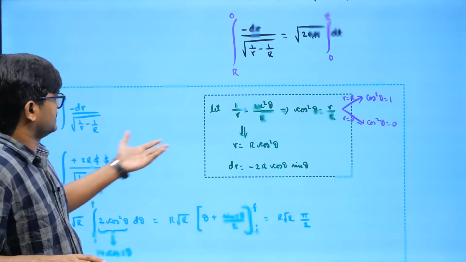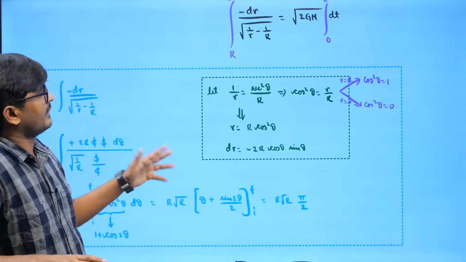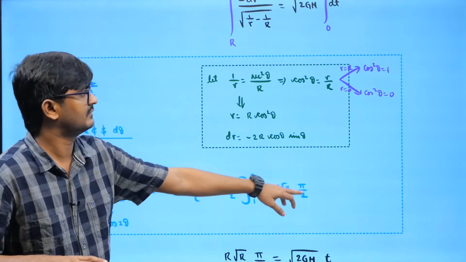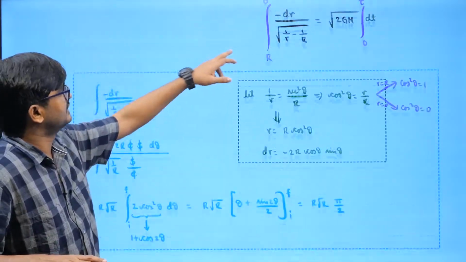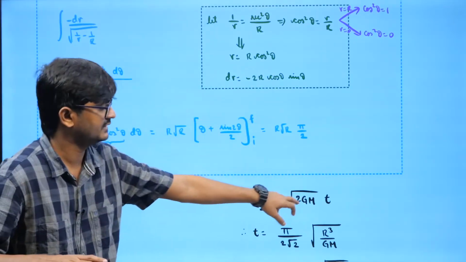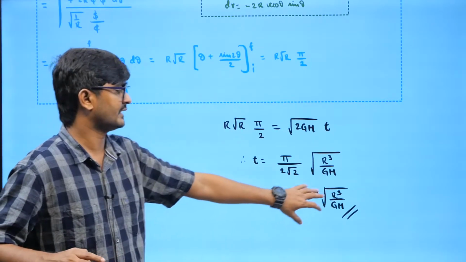So I just assumed 1 by r equal to secant square theta by r. You can do it by yourself. When I integrate this, I will be ending up with some result like r root r pi by 2. So this integration will turn out to be r root r pi by 2. The right side will turn out to be this much. So you will be getting the total time as 1 by 4 root 2 times of this much.